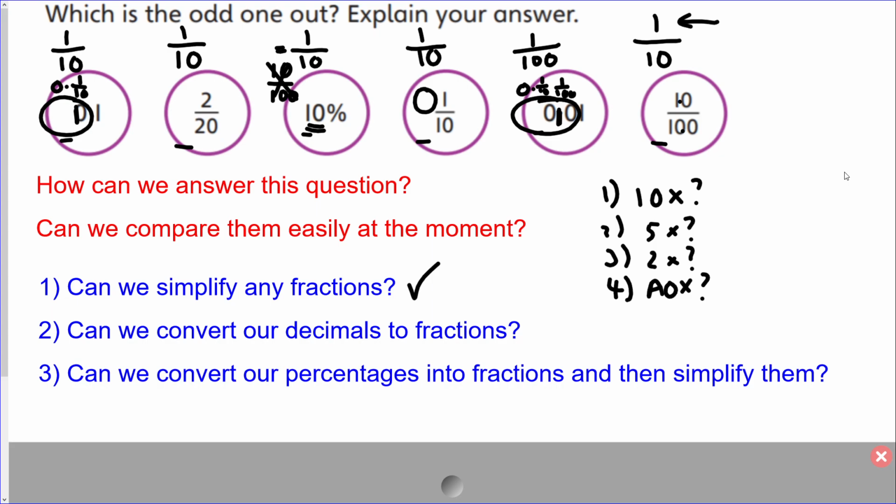So which is the odd one out? Well, the odd one out is the 1/100th. And the reason why it's an odd one out, and this is what I would write down in my book, is I would have circled 0.01, and I would then be explaining 0.01 is the odd one out because its value is 1/100th. However, the value of the other 5 fractions or values or amounts is 1/10. And there we have answered the question.